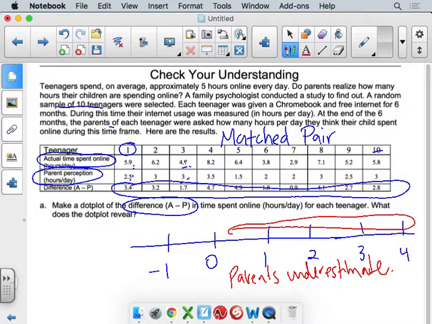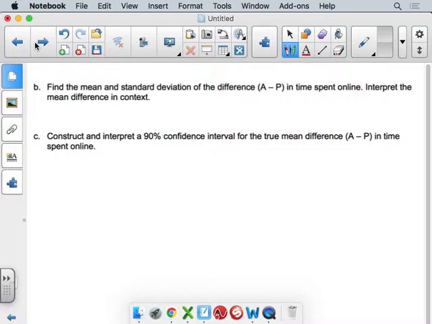So what we're going to do is find where we think the actual number is. So what we're going to do is find the mean difference and the standard deviation of the differences.